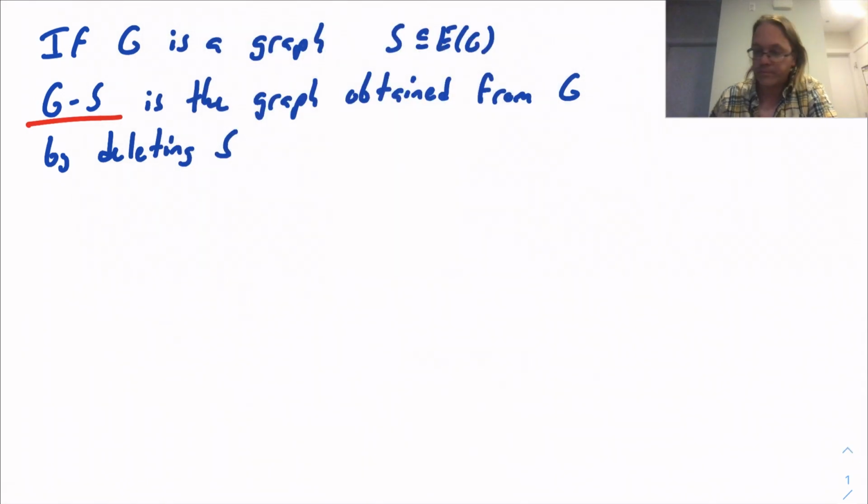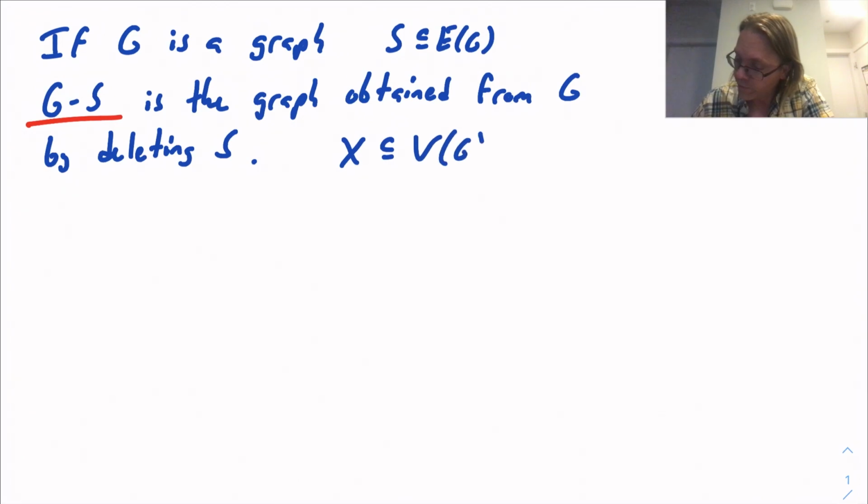And similarly, if I give you a subset of vertices, we can make a new subgraph by deleting them. If I give you X as a subset of vertices of G, then G delete X, I'm just writing it as G minus X, is the new graph that you obtain from G by deleting every vertex in X and every edge that's incident with some vertex in X.